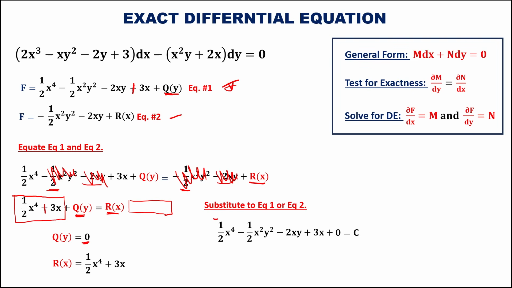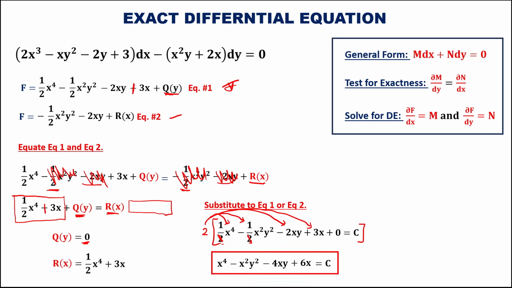But to simplify this equation, to omit this denominator, we need to multiply the whole equation by the same denominator, so times 2. Then distribute, so we can cancel this 2. So we have x to the power 4. Multiply, so cancel these 2. So negative x squared y squared. Multiply. So this becomes negative 4xy. Then multiply, so plus 6x, then equals c. So this is now the solution.